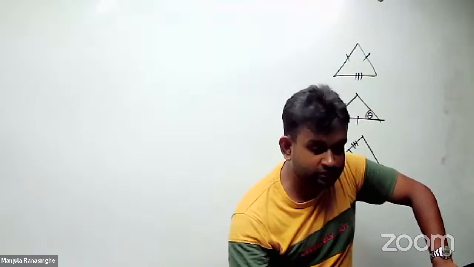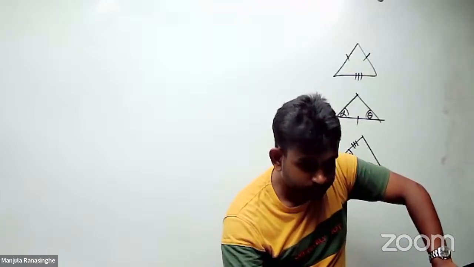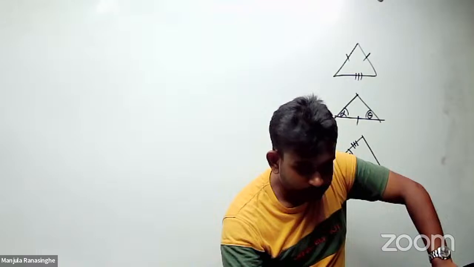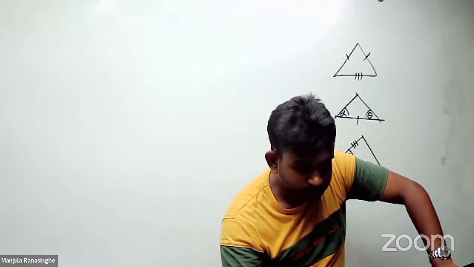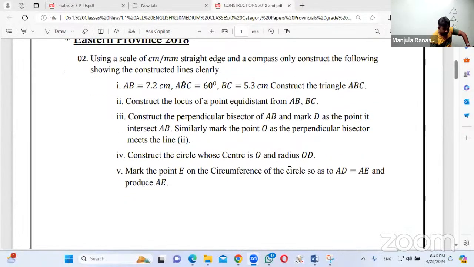Right. So this type of question. So these are the provincial papers questions. See there this question. First, the basic construction knowledge. AB equals 7.2 centimeters, angle ABC equals 60 degrees, and BC equals 5.3 centimeters. Construct the triangle ABC.